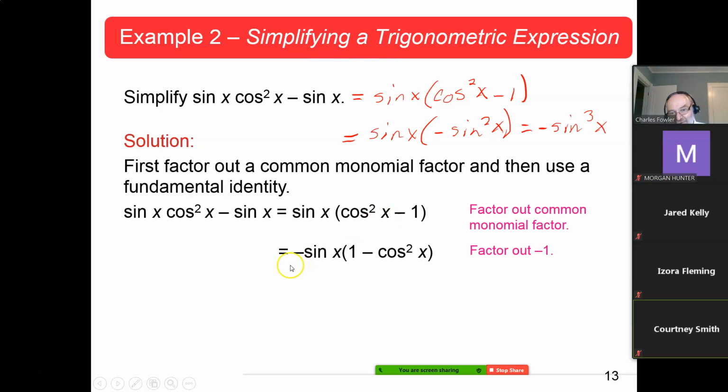They pulled the minus out here with the sine x, and then this made the Pythagorean identity 1 minus cosine squared, and that would be a minus sine x times the sine squared x. Same difference. That gives you minus sine cubed x. I did it the other way. I made this the minus sine squared x, which is fine. It works out the same way. Any questions?